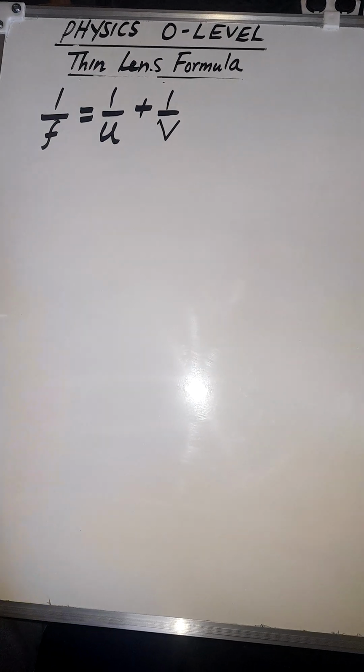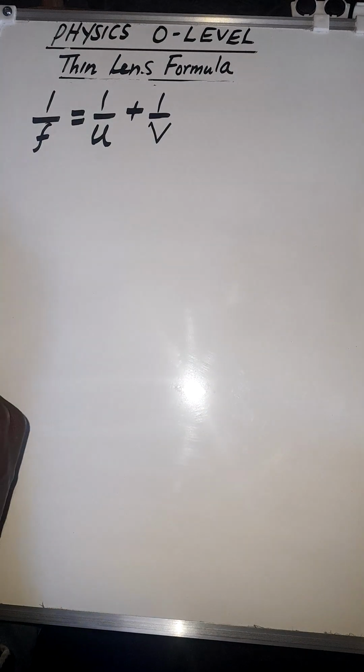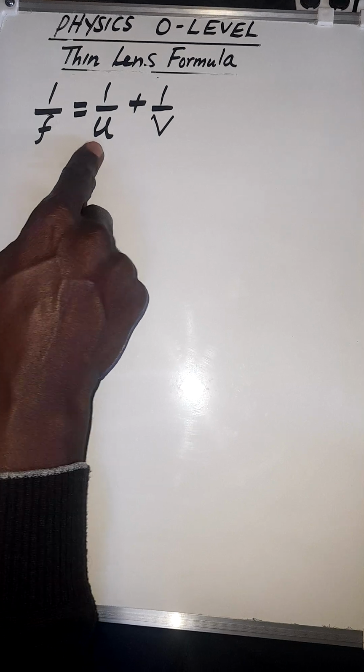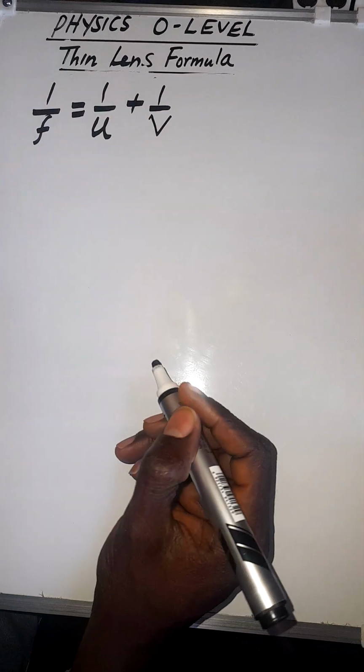We are still continuing under lenses, but this time we are looking at the thin lens equation, or the thin lens formula, as it may be called. And this is what I told you is the formula for the thin lens equation. 1 over the focal length is equal to 1 over u, remember our u is representing the object distance from the lens, plus 1 over v, the image distance, that is from the lens again.